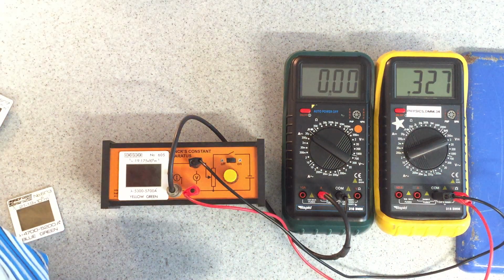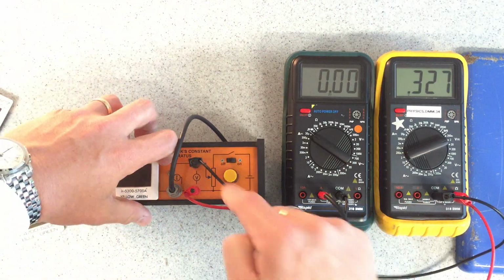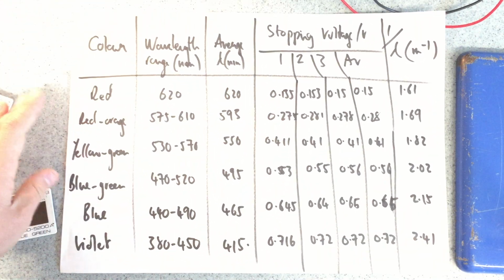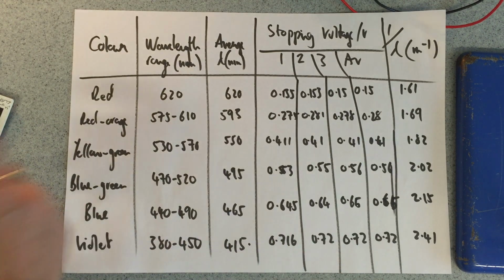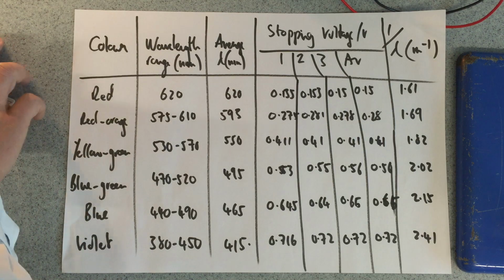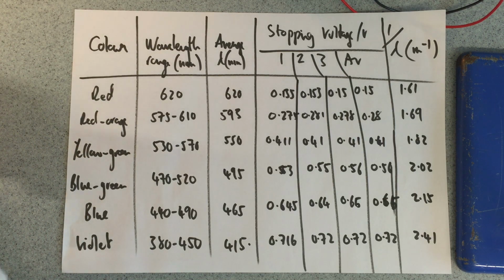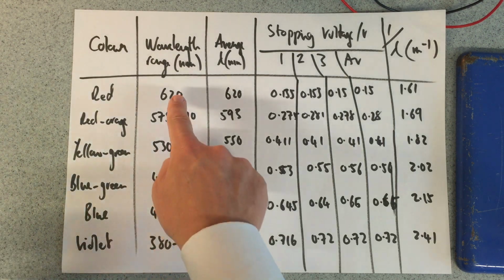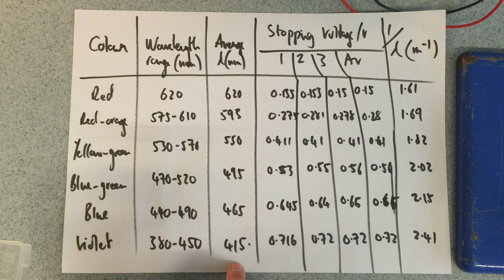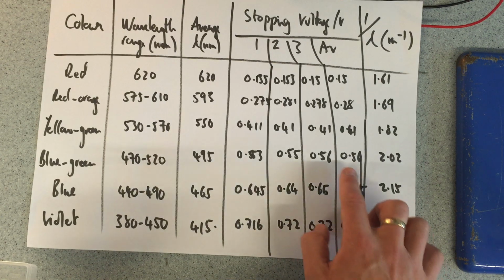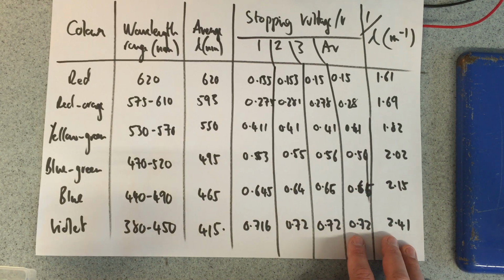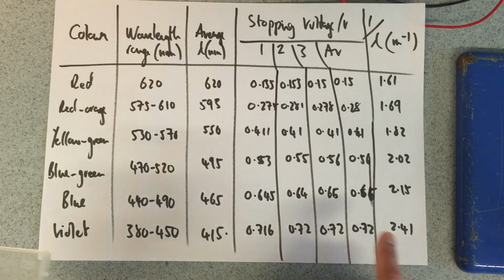Do it 3 times. The equipment could be simpler. The magic happens inside there. Here are the results. Good, so I had my series of filters. I went red, orange, yellow, green, blue, and finally violet. The wavelengths had a range, so I just took an average of those. And then I looked at the stopping potentials. That should be 0.65, 0.56. And then finally 1 over them.